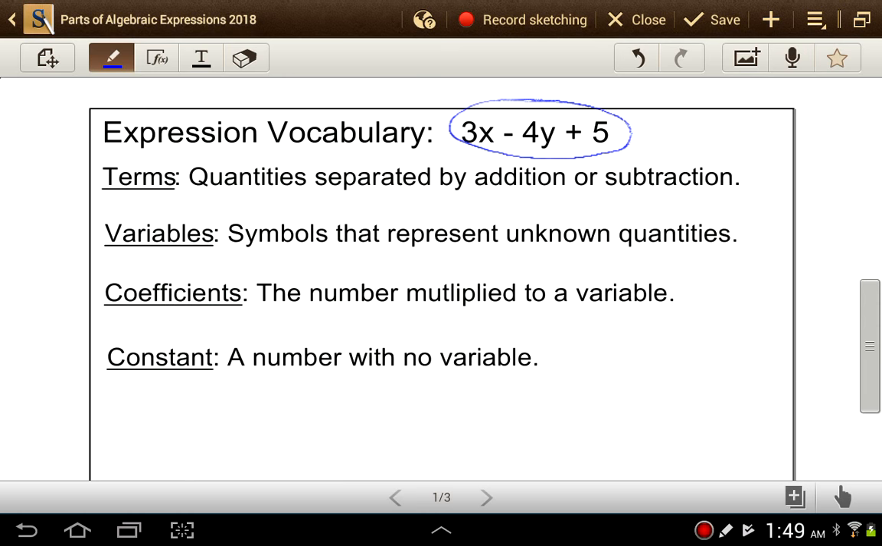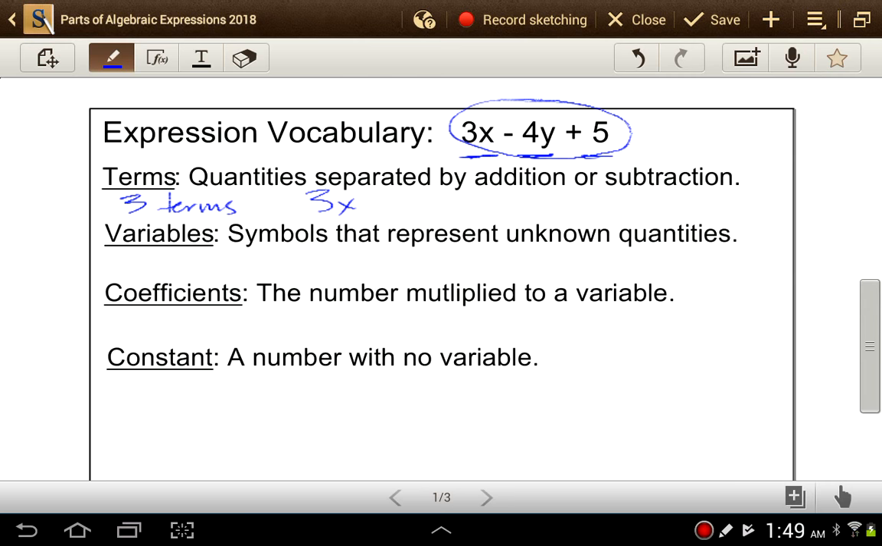First, we're going to talk about terms. Terms are quantities separated by addition or subtraction. When I look at that, I have 1, 2, 3 terms. So we have 3 terms. What are those 3 terms? Well, the first term is 3x. The next term is minus 4y.